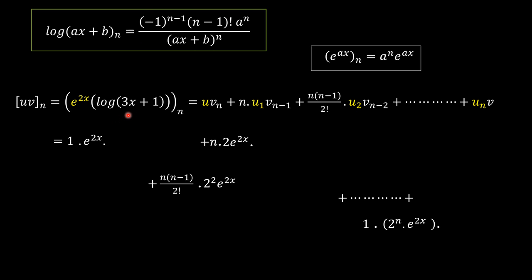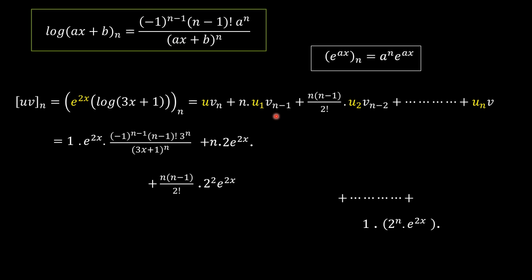What is your a over here? A is 3 and b is 1. So what is the corresponding nth derivative of log of 3x plus 1? Just using the above formula, Vn is nothing but minus 1 to the power n minus 1 into n minus 1 factorial. What is the coefficient of x here? It is 3. So it is 3 to the power n divided by 3x plus 1 to the power n. So that completes the first term of the expansion here.